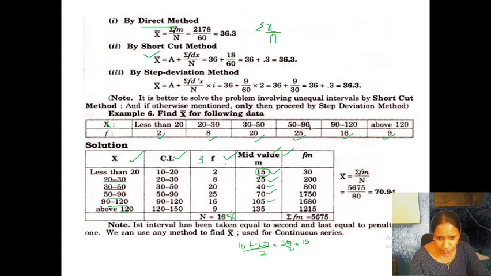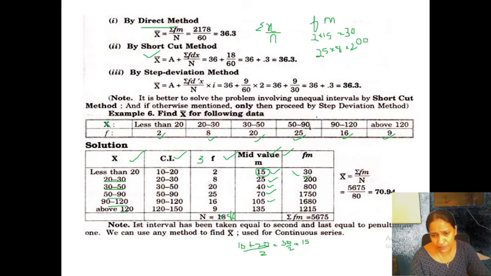Okay, now what you are going to do? You are going to multiply f and m. M is the mid value, f is the frequency. So 2 into 15. What is 2 into 15? That is equal to 30. Okay, 30. So this is the value. Now you have 25 into 8. What is 25 into 8? 25 into 8 is equal to 200.